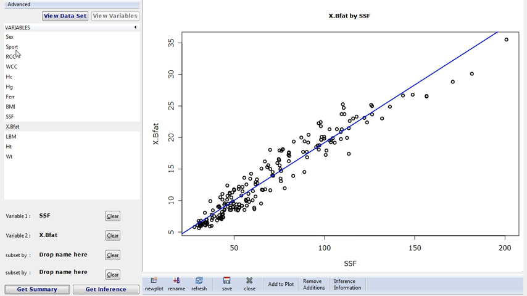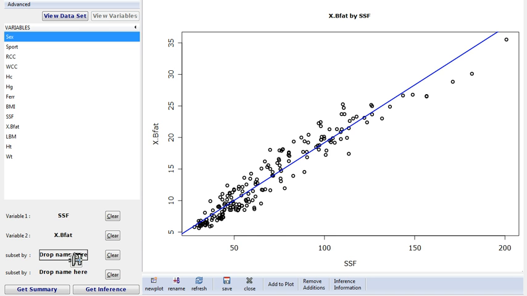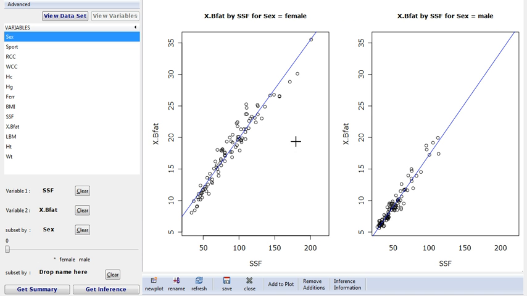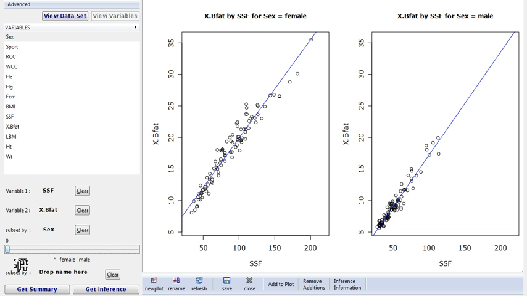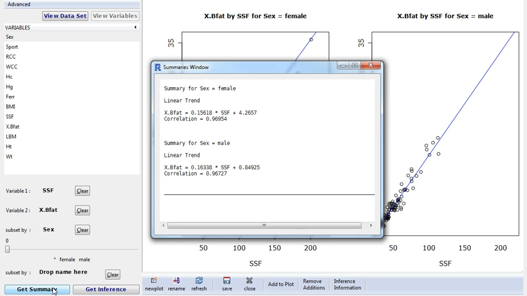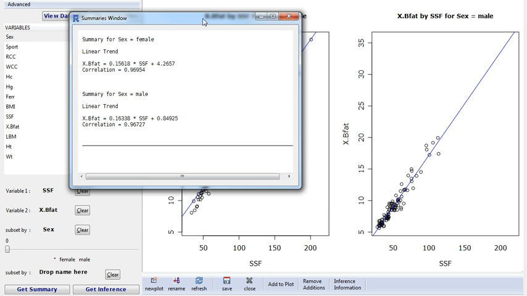But now I want to look at, is this relationship the same between the genders? So I'm going to drag gender, badly labelled as sex there, I don't think that's appropriate really, into this, and I get two new graphs. Now I get one graph for the females and one graph for the males, and if I use this slider, I can look at each graph separately, but actually I want the comparison of them on the screen together. Now when I click the Get Summary button, it gives me both equations.